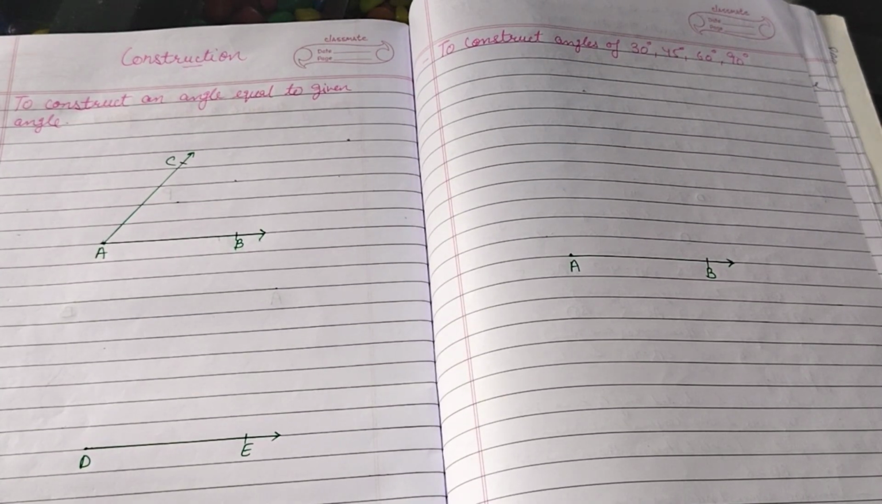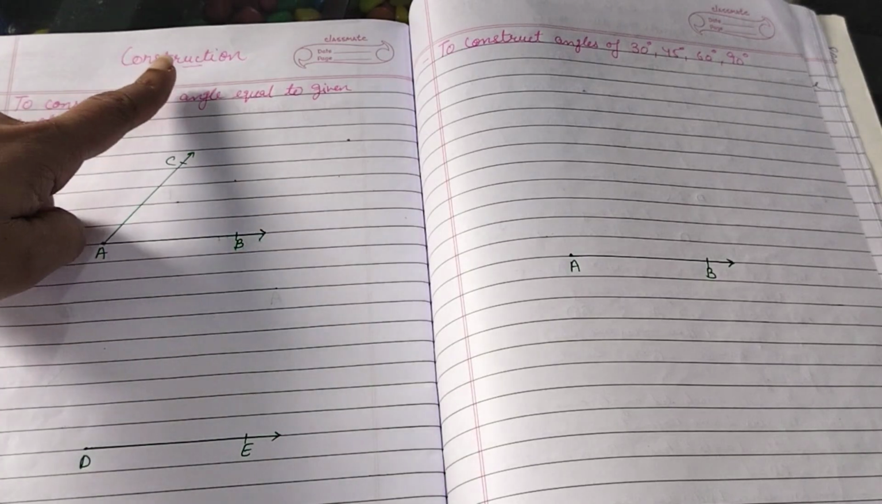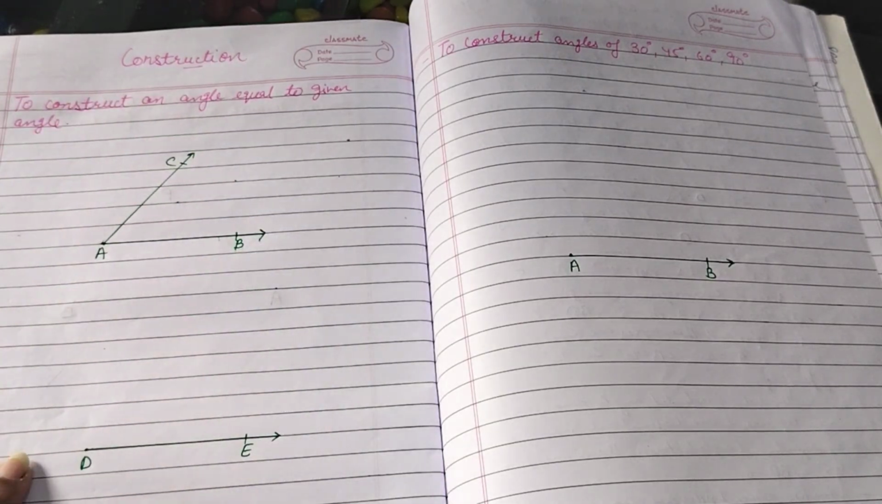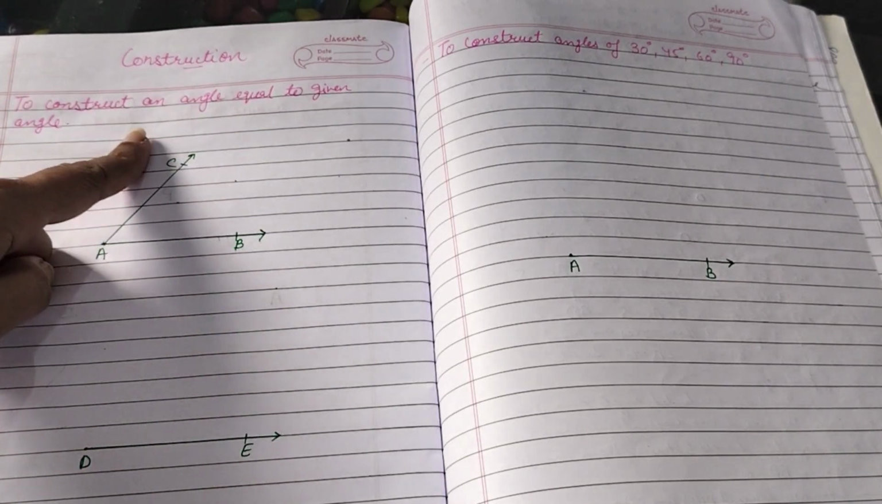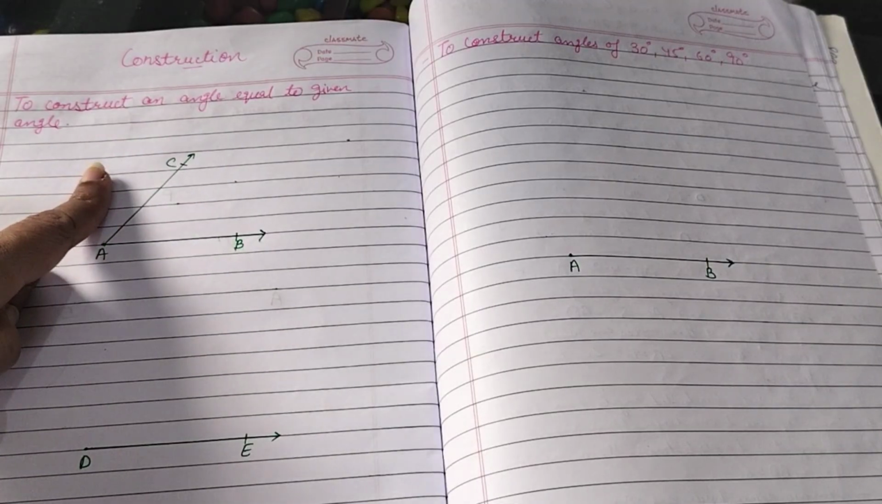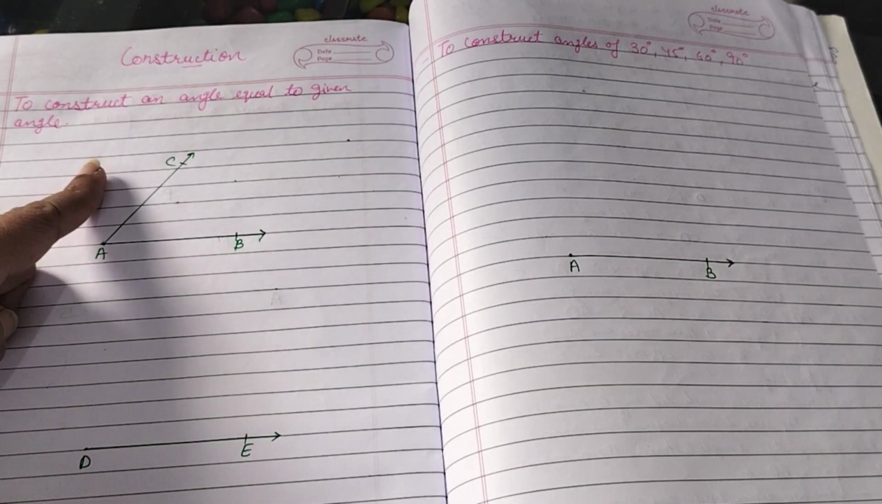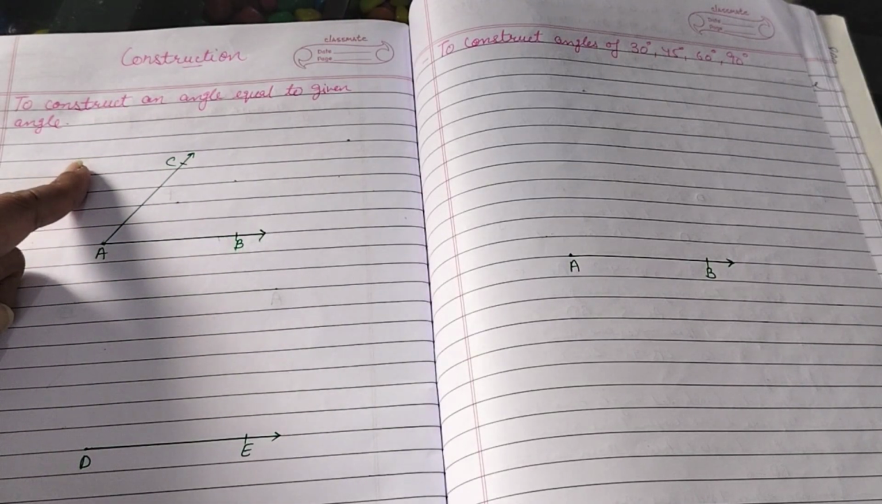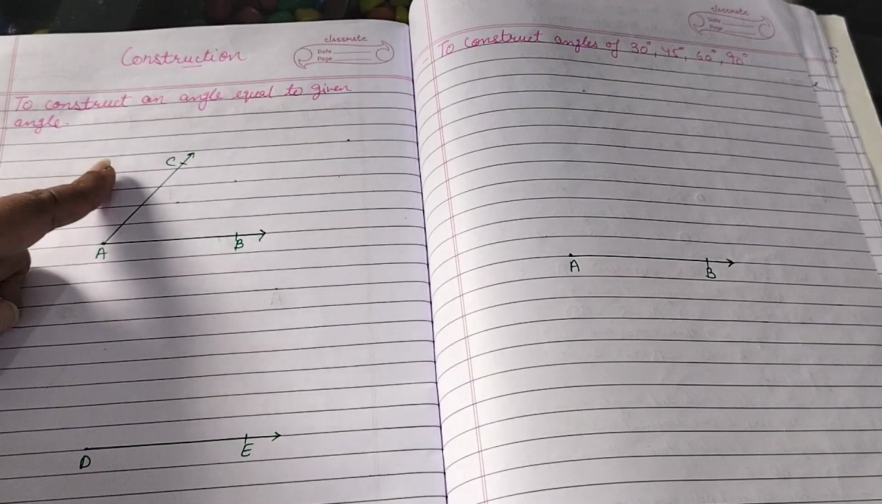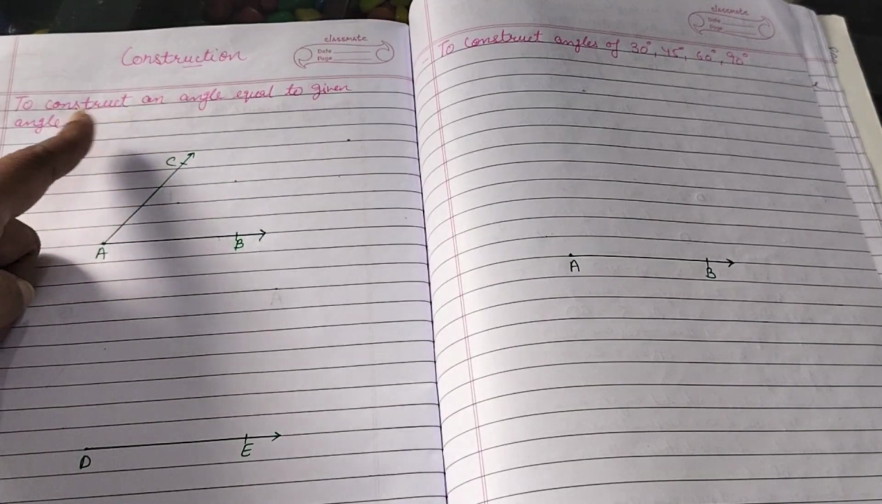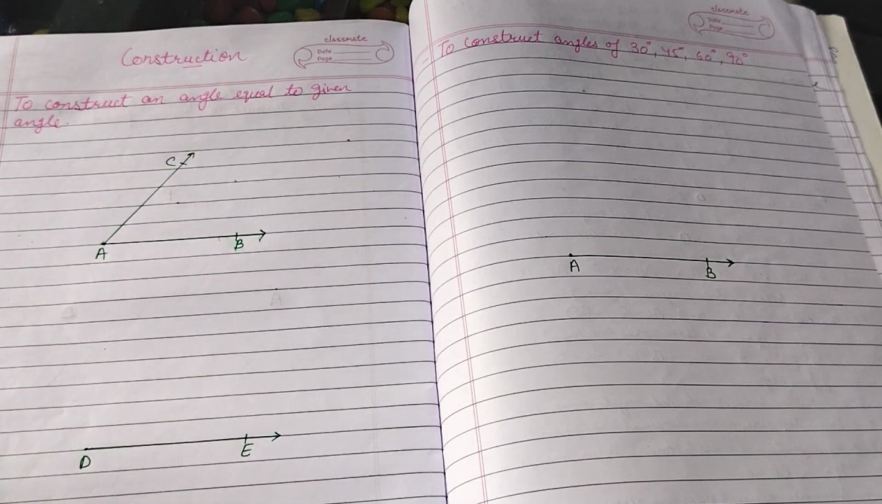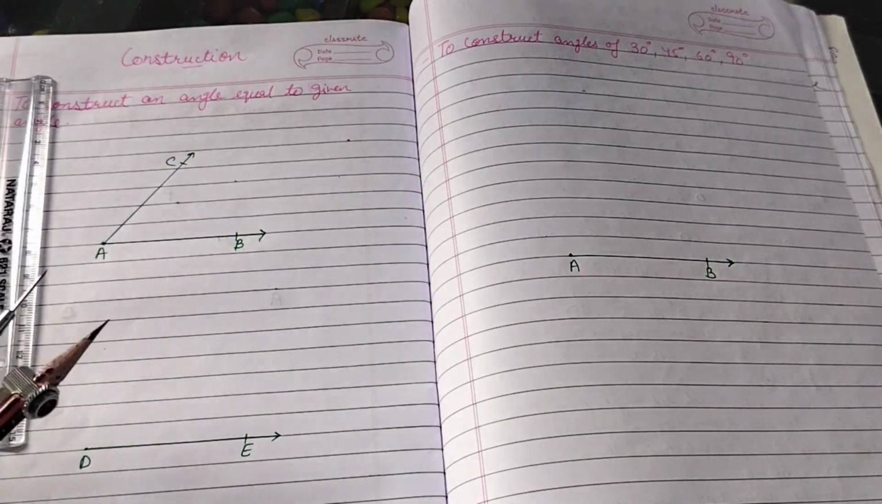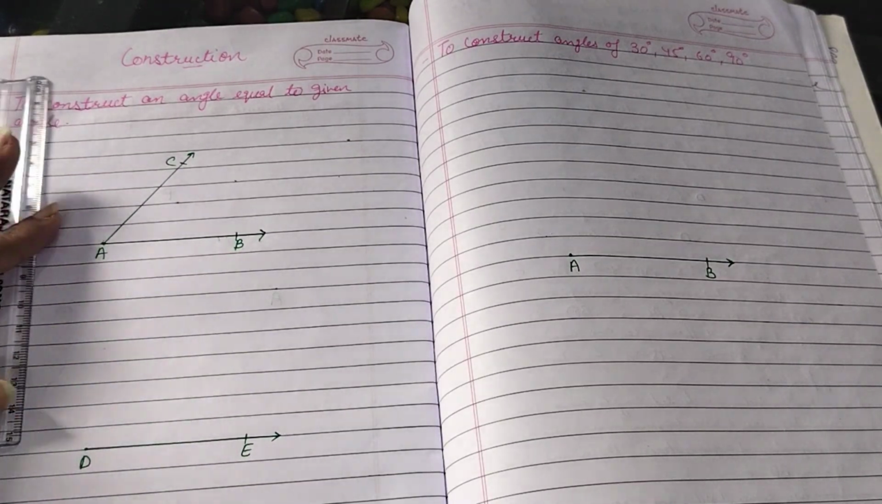Hello everyone. Today we will be learning the basics of construction. In this video we will be learning how to construct an angle equal to the given angle, how to construct angles of 30 degree, 45 degree, 60 degree, 90 degree, how to construct the perpendicular bisector of a given line segment, and how to construct a line parallel to a given line by the given point. So let's start how we will be constructing all these things with the help of ruler and your compass without using your protractor. Let's start.